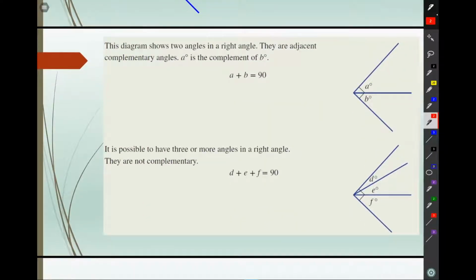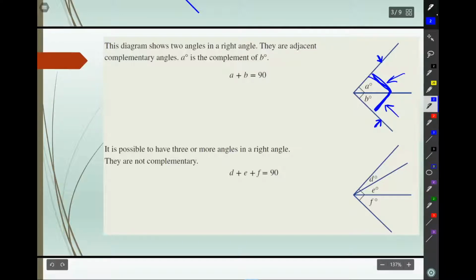There are a couple of special types of adjacent angles though. When two adjacent angles make up a whole 90 degrees, okay, this whole angle from this line to this line is 90 degrees, and it has been split into two angles, angle A and angle B. These two angles are adjacent angles, but because the whole angle is 90 degrees, they're a special kind of adjacent angle called adjacent complementary angles.